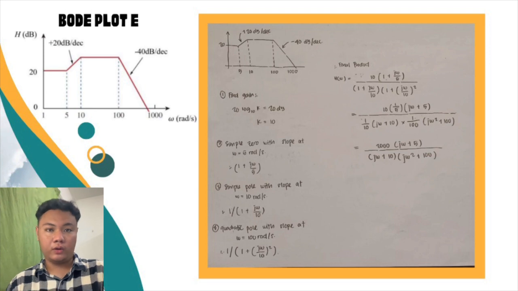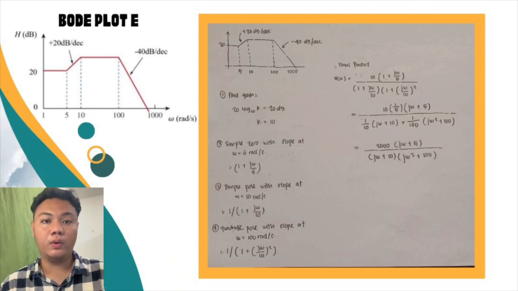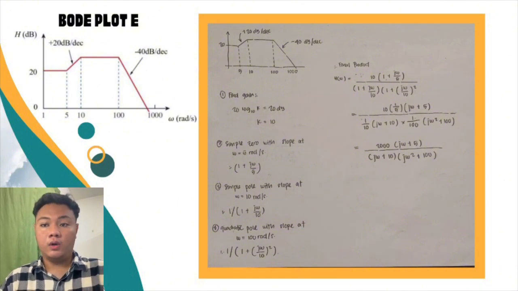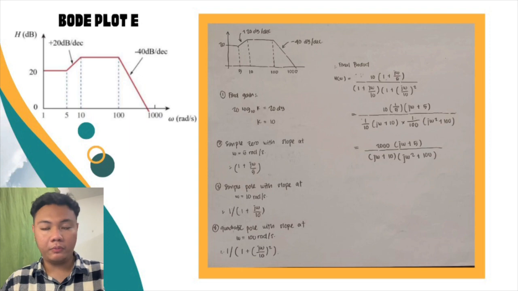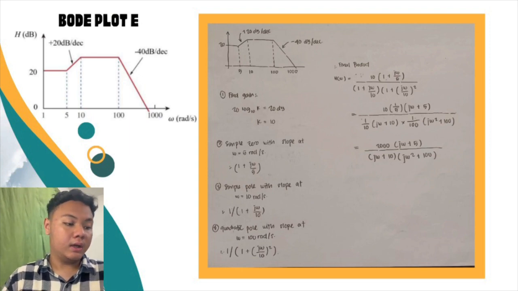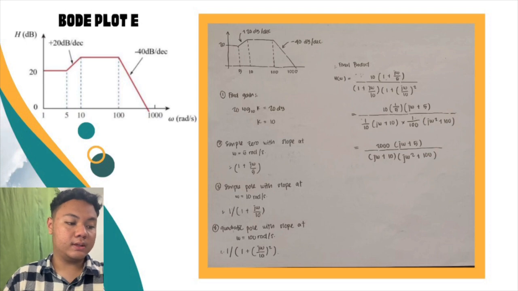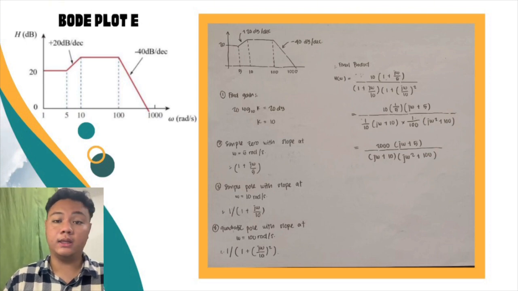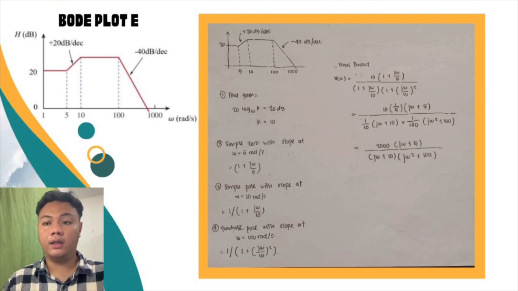As we can see on the y-axis, we are given the value of 20 decibels of gain. In the Bode plot, we can refer to the factor called K, with the formula 20 log 10 K equals 20 dB, and K equals 10.